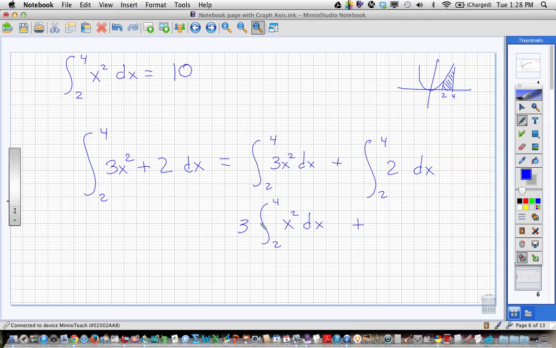Right? Now, what is that then? That's just 3 times 10. Right? Because they told me that this integral of x squared dx is 10. So 3 times 10 is 30. Okay, now what about this integral here?